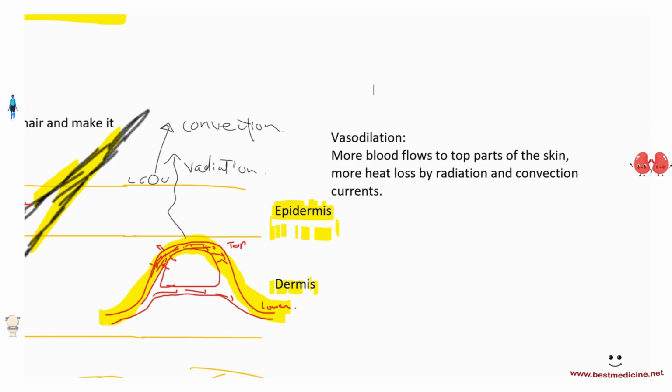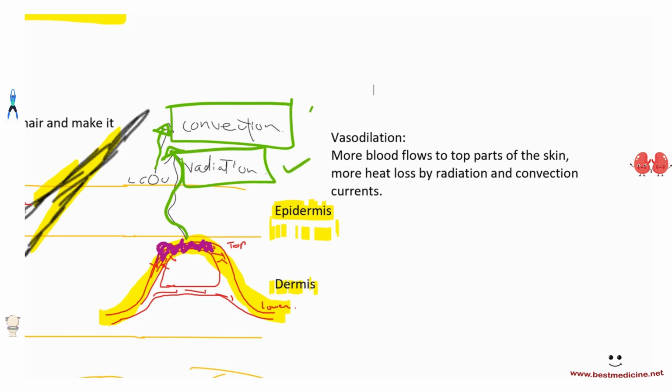So as blood comes near the top parts of our skin over here, this warms the skin at the very top, which results in heat loss through radiation as well as convection, okay? By heating the air molecules that are coming near the skin and causing them to go away. So radiation and convection following vasodilation, okay? Very simple.